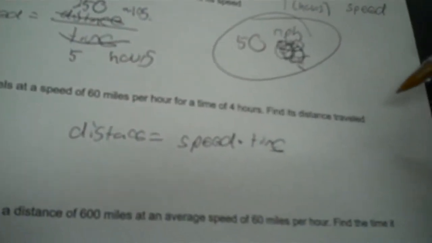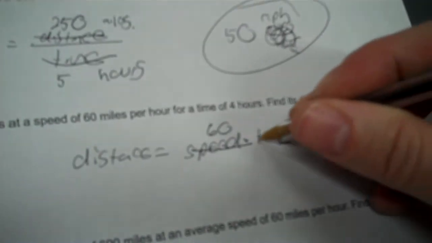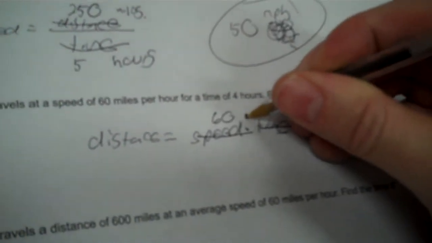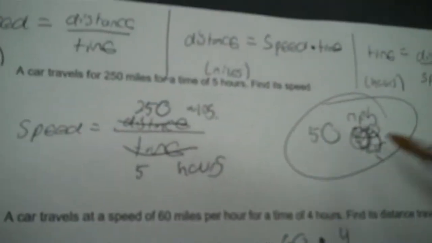Okay, so anyway, on the next one, we're finding the distance. So I take my speed, 60 miles per hour. And my time is 4 hours. Okay, so I just multiply 60 times 4. You know, it's not like an equation you have to solve. So it's 240. Now put a label on the distance. Find the distance. The distance is just miles.